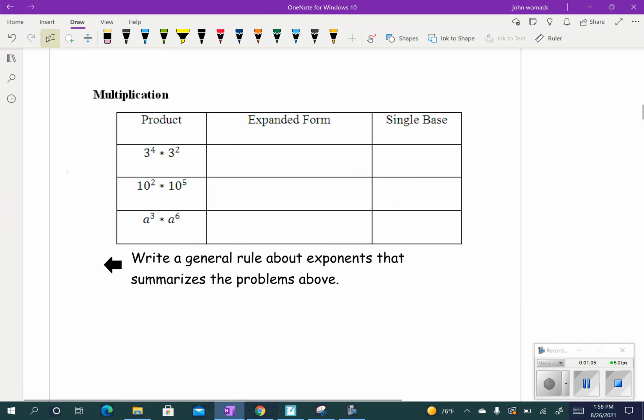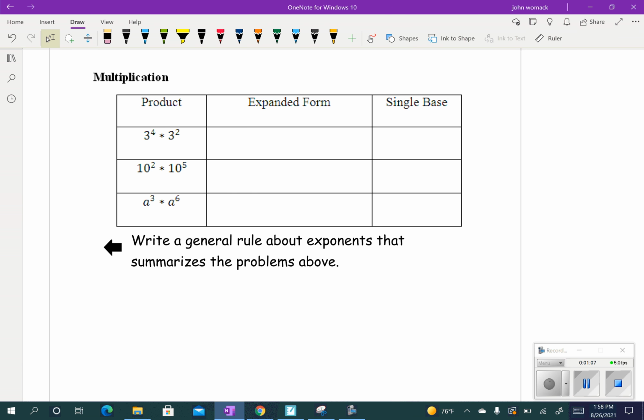So to do that, I'm going to go through some examples where we're going to write it out in expanded form and come up with the rule. Do this first part with me, and then in a second I want you to pause and do the rest. So we have the product of 3 to the fourth times 3 squared, and we want to write it in expanded form. Okay, what that means is write it out.